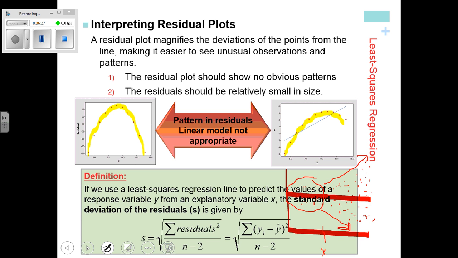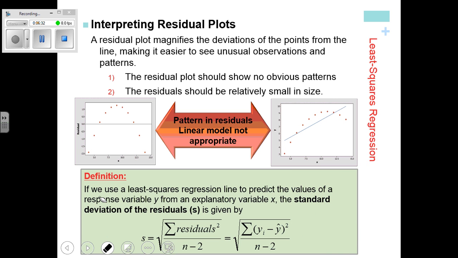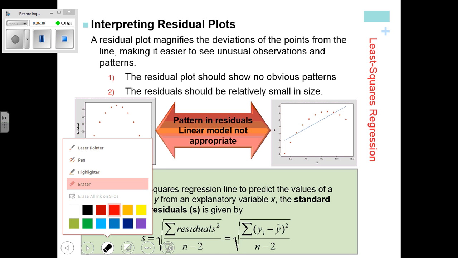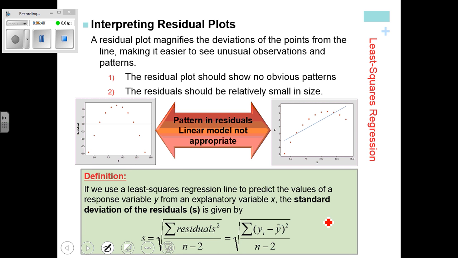Now, you will occasionally come across s in a computer printout generally, which is the standard deviation of the residuals, your little s. The standard deviation of residuals is very helpful because if you tried to find approximately how far the points are from the line, well, if you averaged all the residuals, then you would always get 0. You're averaging all these positive distances from the line with all these negative distances from the line. Of course, you would always get 0, so that wouldn't be any help.